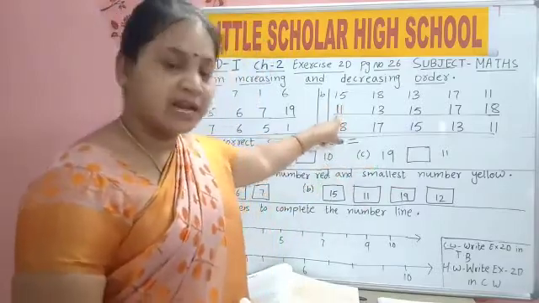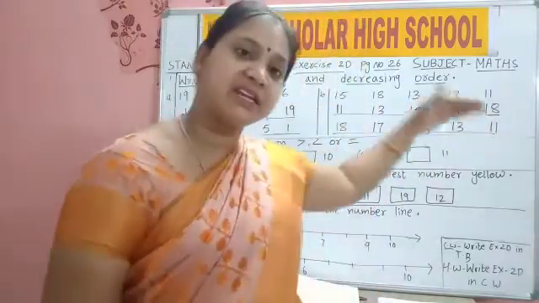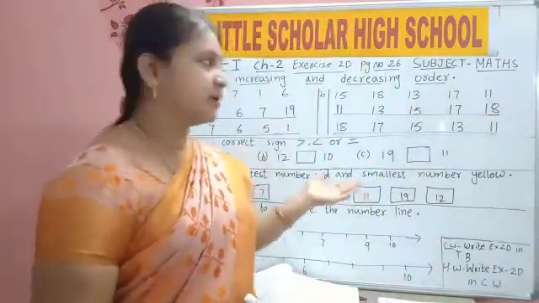The first one, see, 11, 13, 15, 17, 18. Here the numbers are increasing, so it is increasing order.